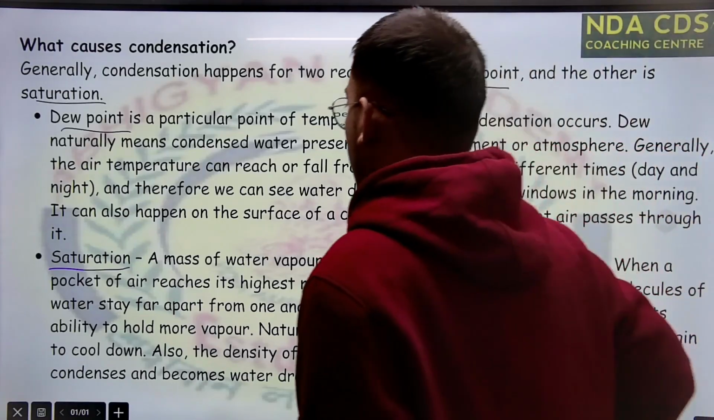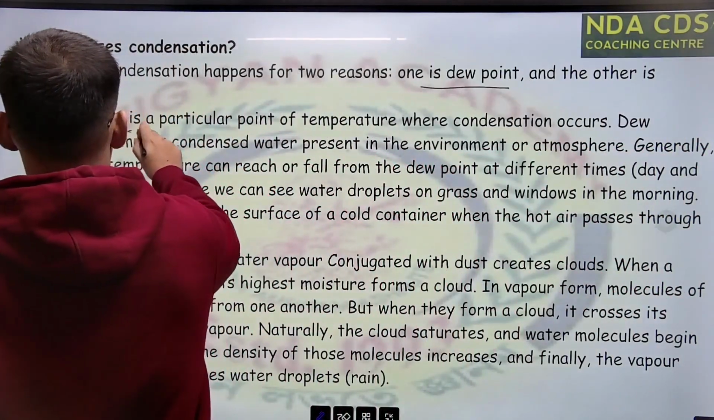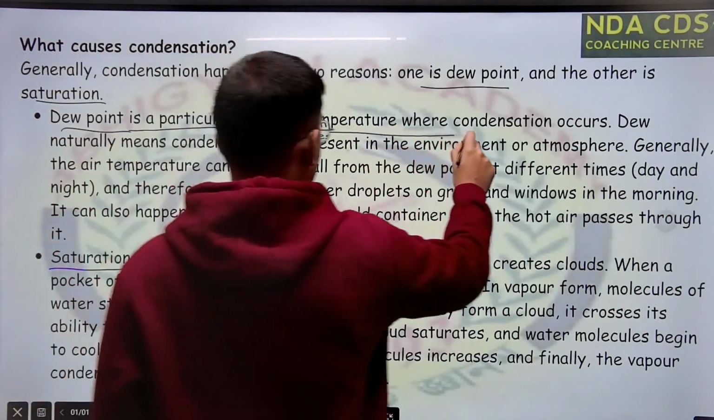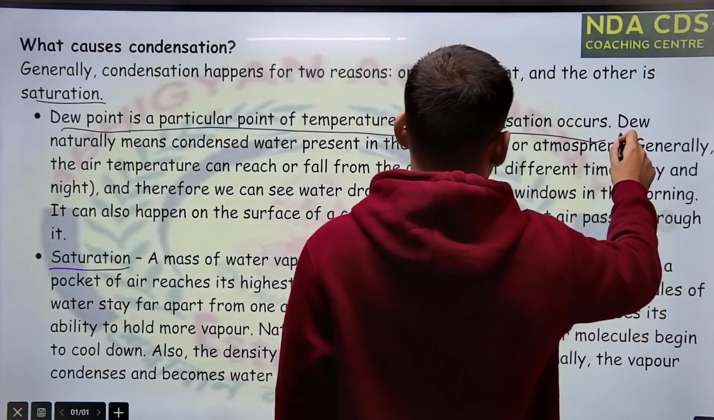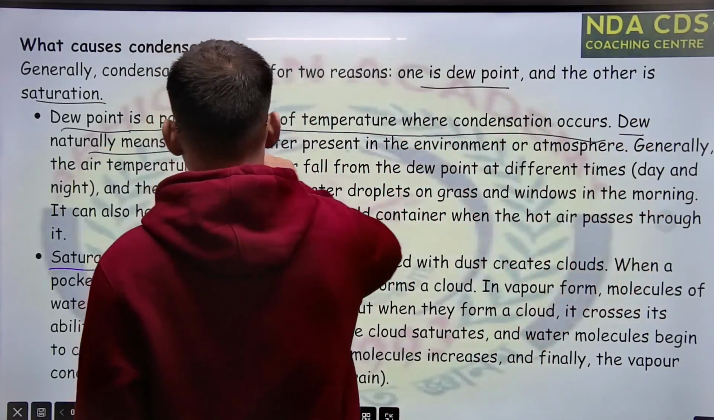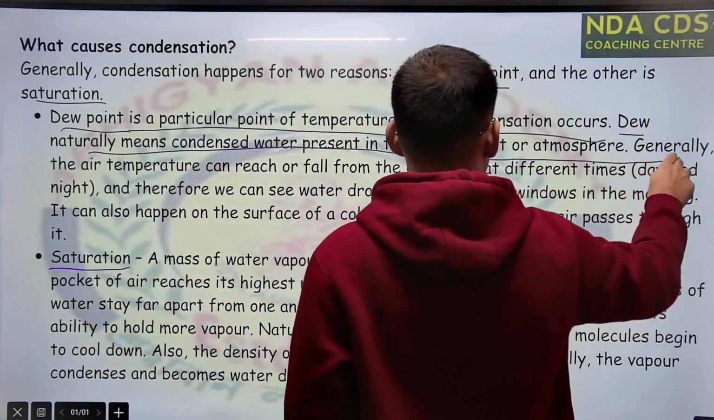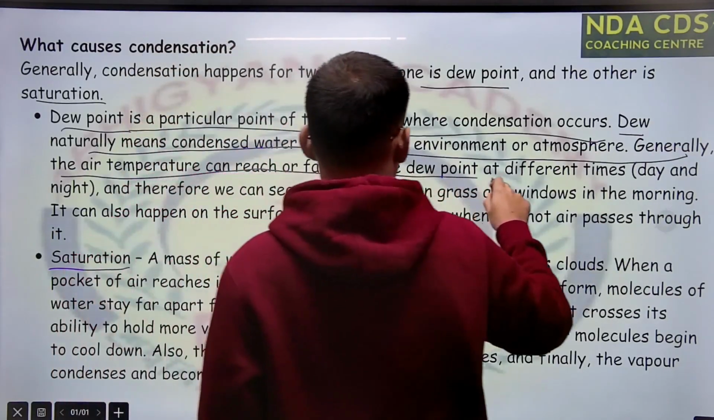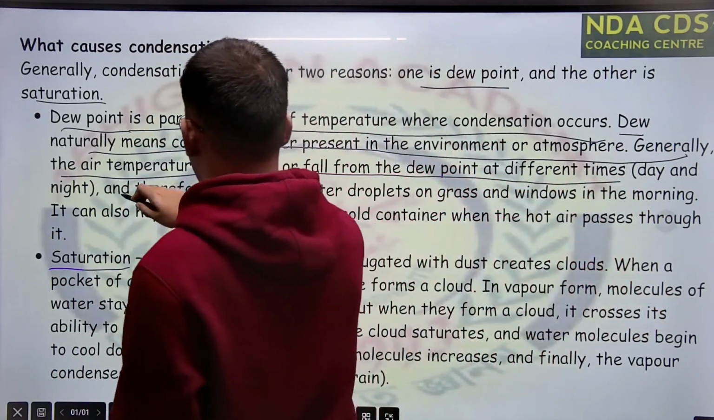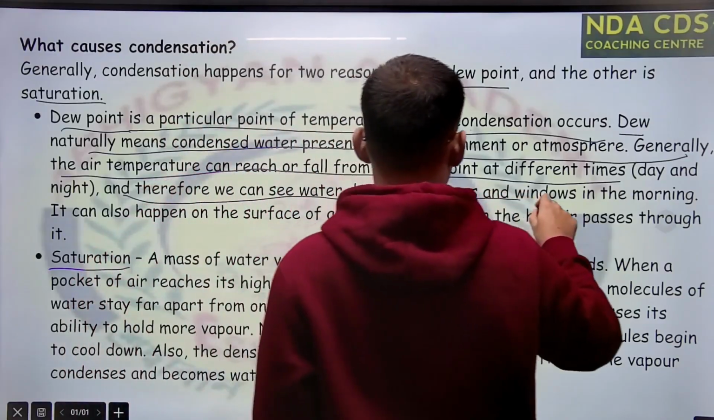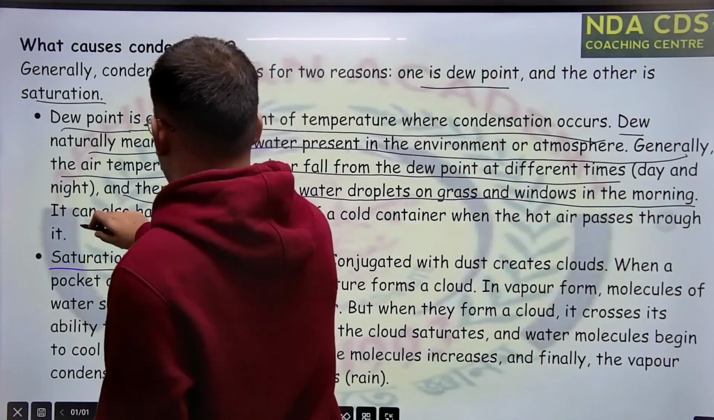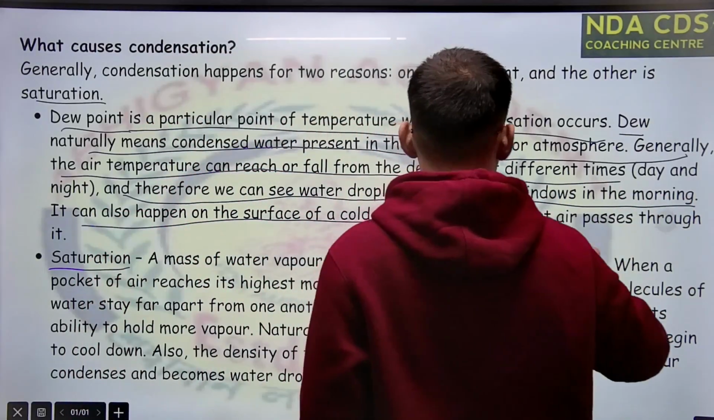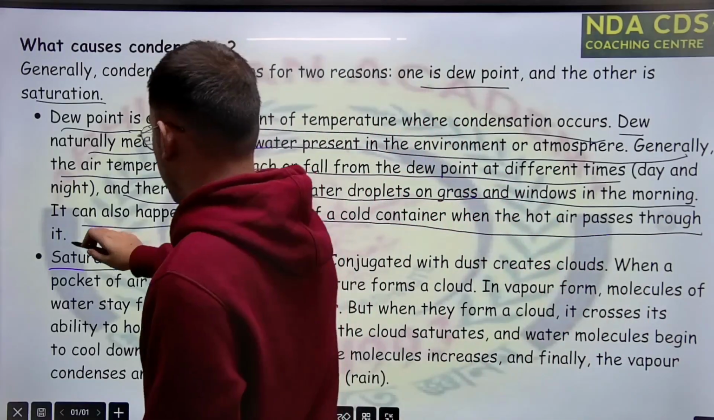Now, let's read again. Dew point is a particular point of temperature when condensation occurs. Dew naturally means condensed water present in the atmosphere. Generally, the air temperature can reach or fall from the dew point at different times, and therefore, we can see water droplets on grass and windows in the morning. It can also happen on the surface of a cold container when the hot air passes through it.